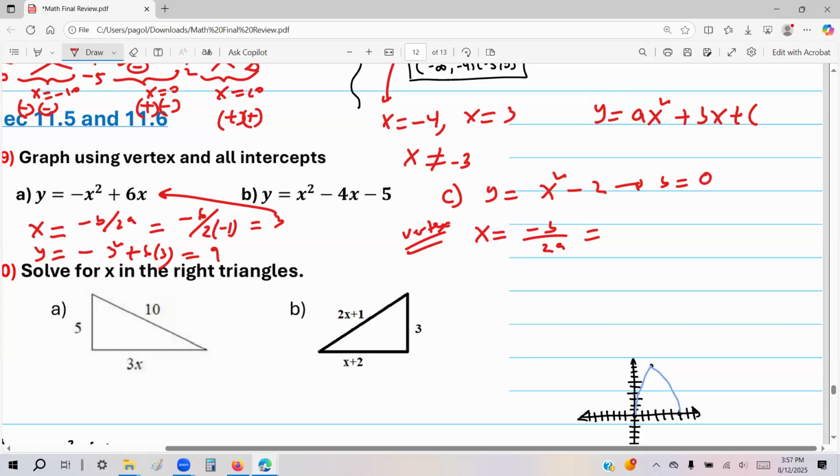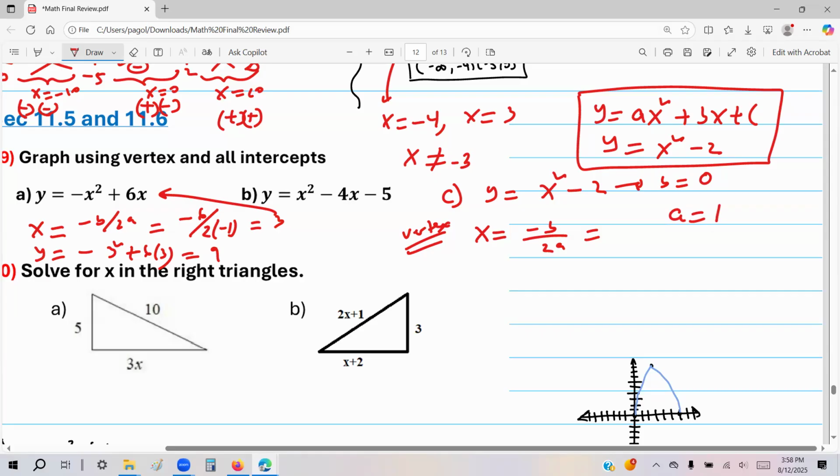B is 0. They actually give this type of question. I forgot to put it in the exam. Why don't you have a b? If you compare y equals x squared minus 2 with the general form, what is your a? 1. What is your b? 0. And what is your c? -2. So don't get tricked by this.